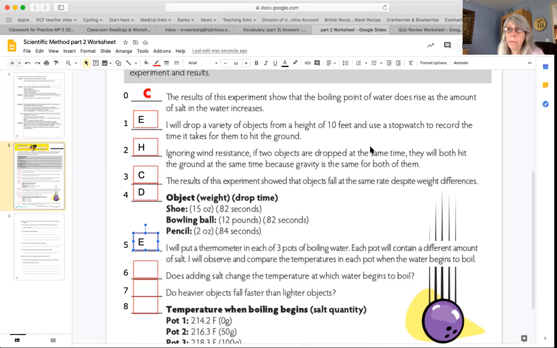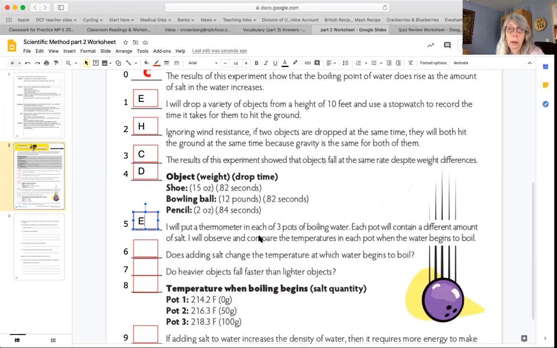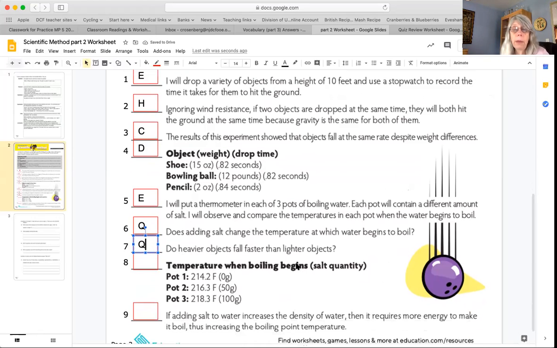All right. I haven't found the questions yet, obviously. No cues. All right. Does adding salt change the temperature at which water begins to boil? Question mark. That's a hint. There's one question. Do heavier objects fall faster than lighter objects? That's another question.